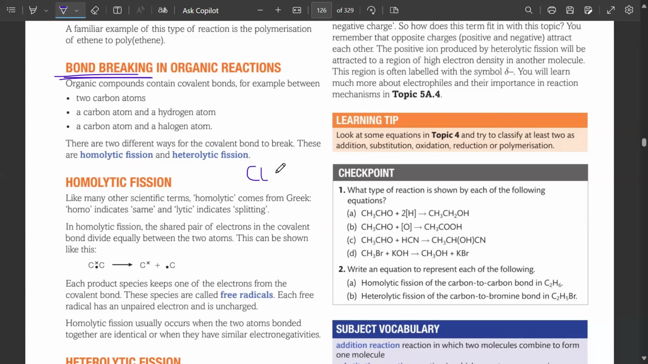For example, chlorine and hydrogen have shared a pair of electrons, right? Now there will be times when this bond has to be broken. Why will the bond break? Because, for example, in the addition reaction of chlorine, if this chlorine has to react with CH4 to form CH3Cl, one of these Cl has to break away. They have to break away from each other. Now there are two ways of breaking.